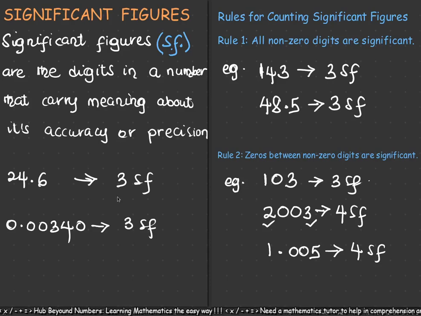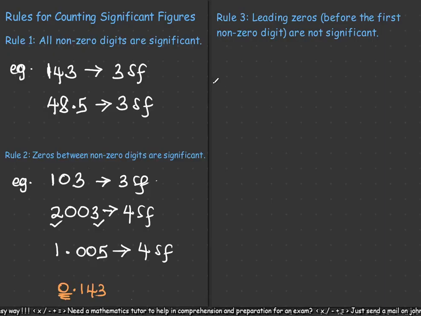Now, what if we have what we call leading zeros? By leading zeros, I mean if we have a number such as 0.143. This zero here isn't between any significant figure. So how do we consider it? That takes us to rule number 3. Rule number 3, as you see on your screen, says leading zeros are not significant. That is leading zeros before the first non-zero digit. They are all not significant, right?